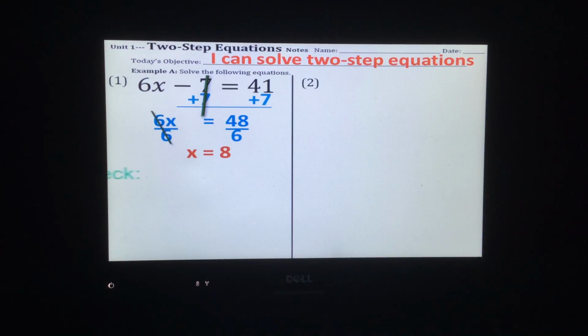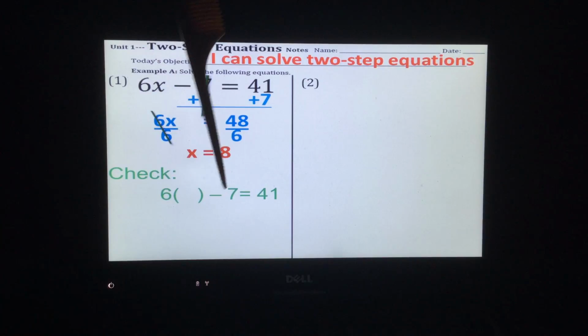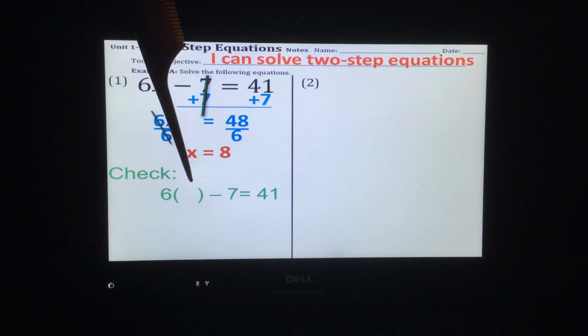Now let's go ahead and check our answer. Like before, anytime you want to check your answer, instead of x, you want to put parentheses. So over here we have 6x minus 7 equals 41. You're going to write 6 parentheses minus 7 equals 41. Now what do we want to put in this parentheses? We want to put x. What is x? x is 8. So let's put 8 in there.